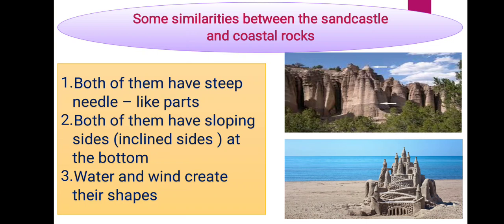The similarity means they look similar in what? The sandcastle and the coastal rocks look similar in what? Number one, both of them have steep needle parts. Steep needle parts mean what? Sharp parts at the top, as we can see in this picture. Both the sandcastle and the coastal rocks have sharp parts or steep needle parts at the top. Number two, both of them have a sloping or inclined side.